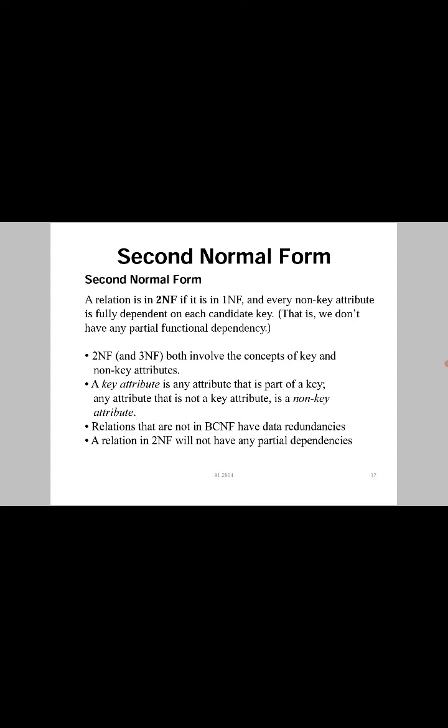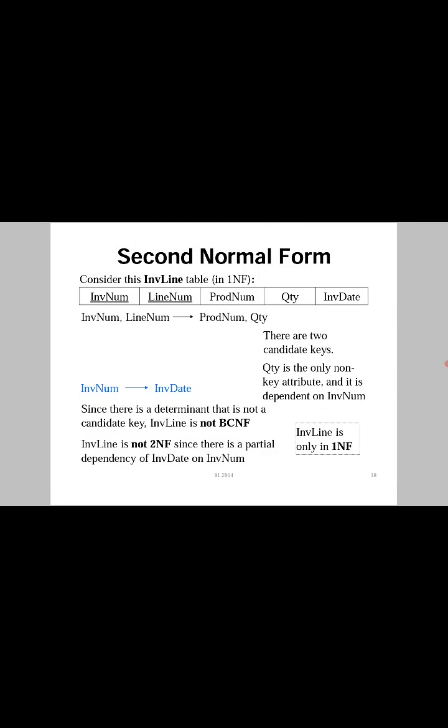It should contain fully dependencies, not partial dependencies. So this is the example for second normal form. This is a relation. Consider that invoice line table. So what is the invoice table? It is already in first normal form.